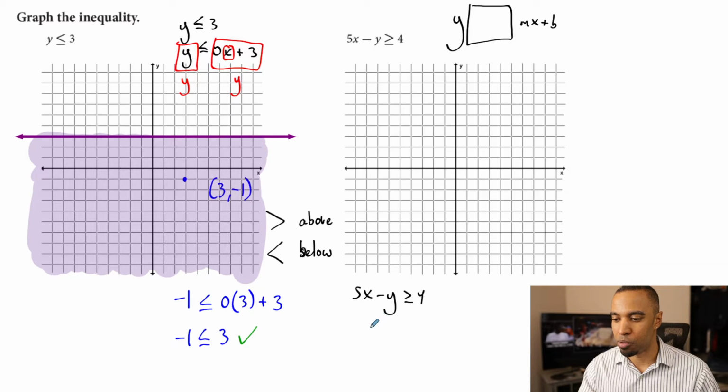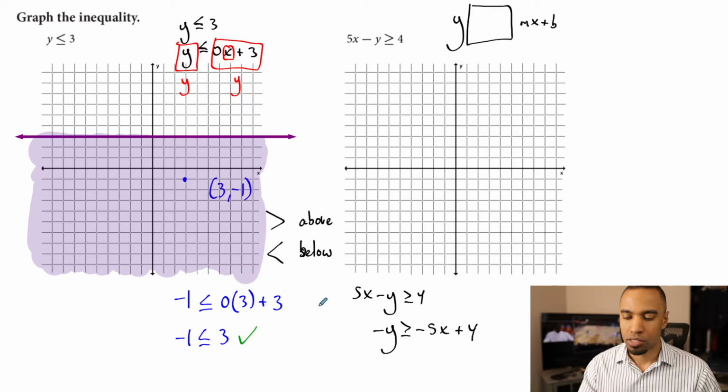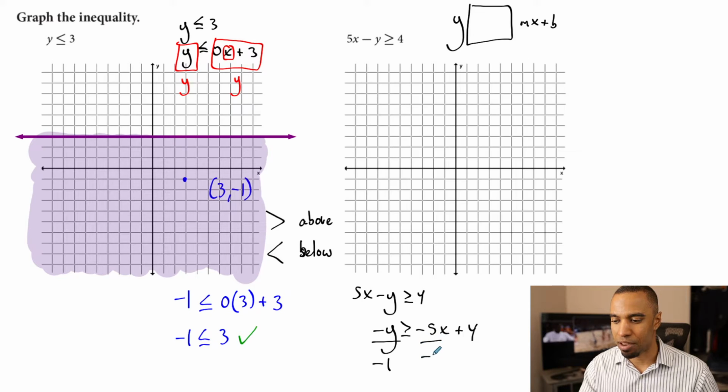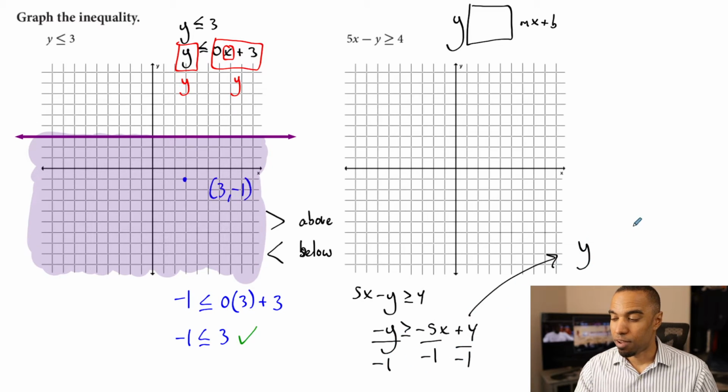Subtract 5x from both sides, and I'm going to get negative y is greater than or equal to negative 5x plus 4. Divide both sides by negative 1, and when you divide, that means every term divides by negative 1. And I'm going to get, over here, y. When I divide by a negative, I flip the inequality. y is less than or equal to 5x minus 4.